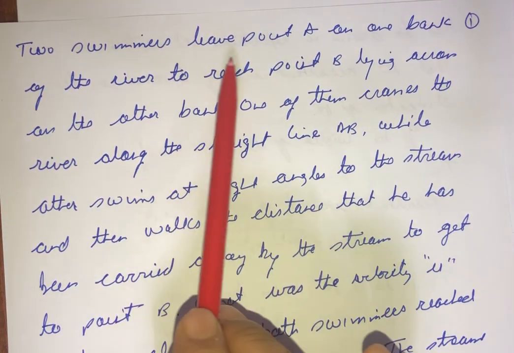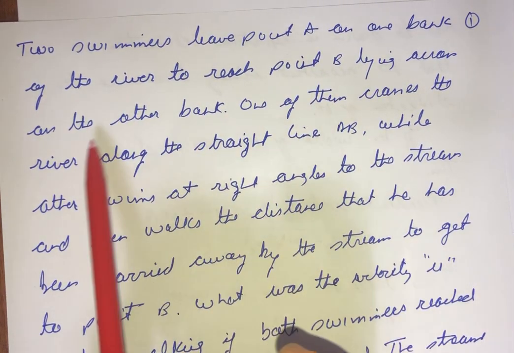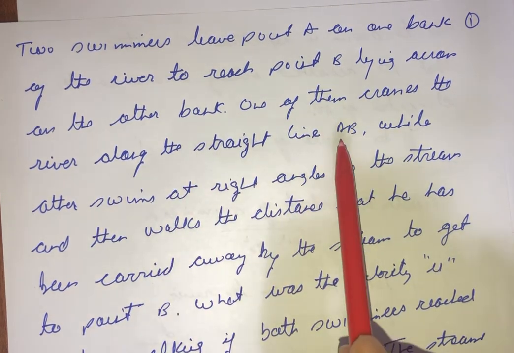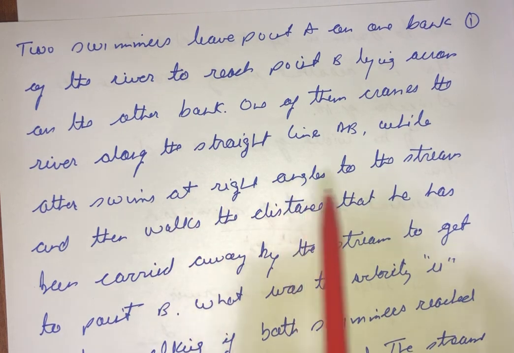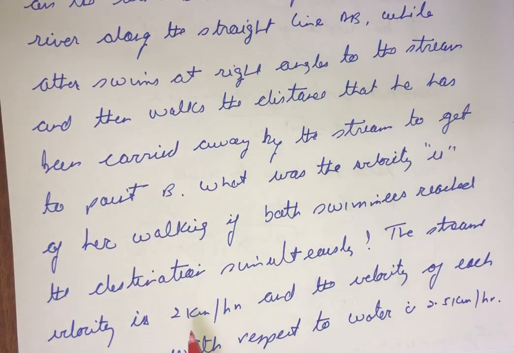So in this question, two swimmers leave point A on one bank of the river to reach point B lying across on the other bank. One of them crosses the river along a straight line AB, while the other swims at a right angle to the stream and then walks the distance that he has been carried away by the stream to get to point B. What is the velocity u of her walking if both swimmers reach the destination simultaneously? The stream velocity is 2 km per hour and the velocity of each swimmer with respect to water is given as 2.5 km per hour.